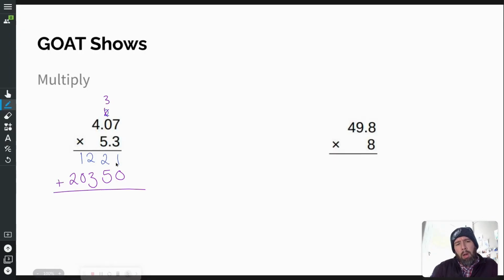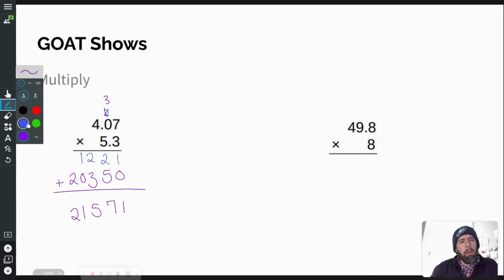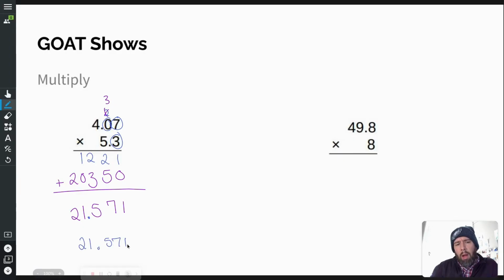Let's add them up. 1 plus 0 is 1. 2 plus 5 is 7. 2 plus 3 is 5. 1 plus 0 is 1. Nothing plus 2 is 2. Up here, I have 1, 2, 3 decimal places. So let's go to the right and count over 1, 2, 3. And our final answer is 21 and 571 thousandths.